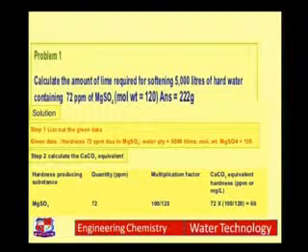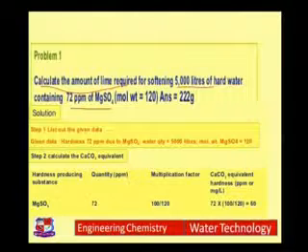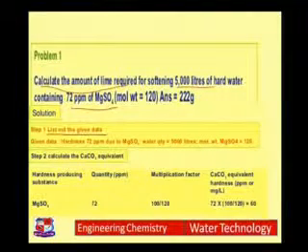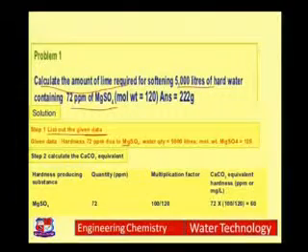The problem says: calculate the amount of lime required for softening 5000 liters of hard water containing 72 ppm, milligram per liter, of magnesium sulfate. Now first of all, what we need to do, we always list out the given data. We have listed here magnesium sulfate, 72 ppm hardness, water quantity to be softened is 5000 liters, and the molecular weight of magnesium sulfate given is 120.